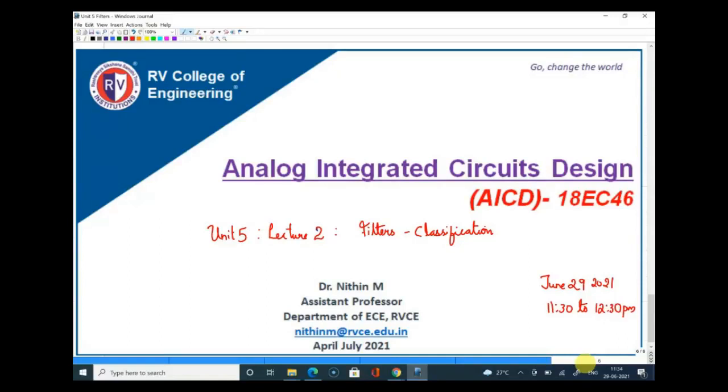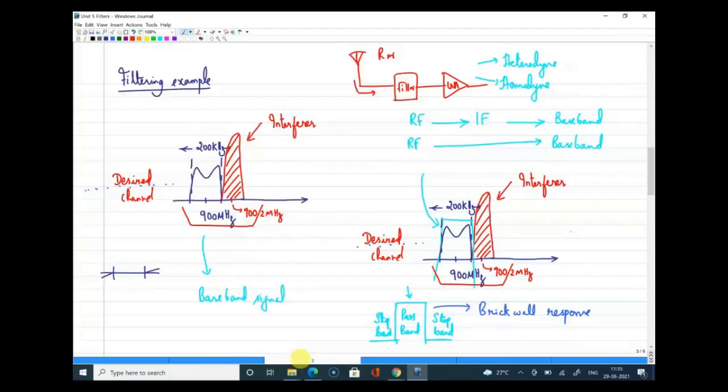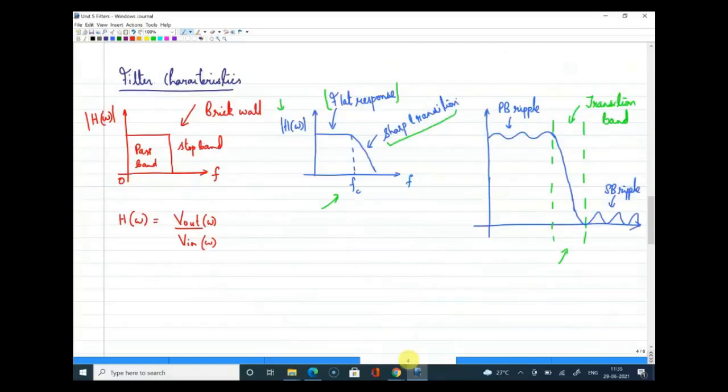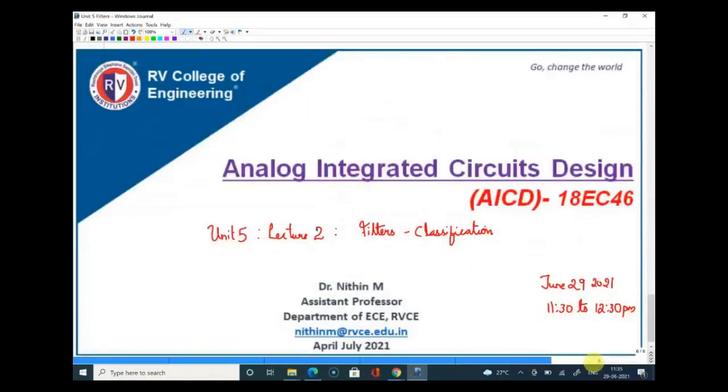Welcome to the second lecture of analog IC design on unit 5, that is analog filters. In yesterday's class we started a discussion on analog filters. We saw the need of an analog filter with respect to specific examples like a mobile phone. We discussed the characteristics of a filter. So in today's class, we'll start with the various classifications.